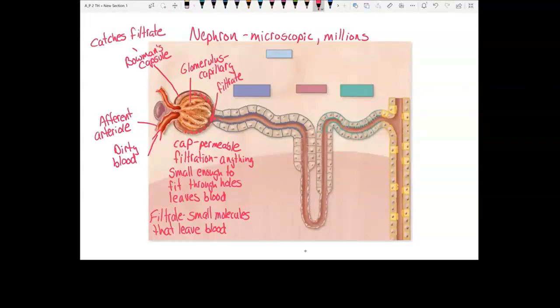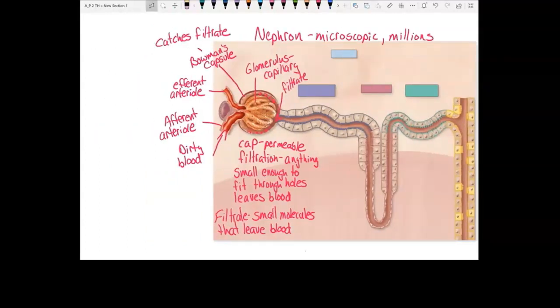Okay, then this is the efferent arteriole. This is the blood minus its small molecules. So this is what's left of the blood after you have removed the small molecules, and it flows out this way. So the efferent arteriole is the blood after it has gone through the glomerulus and you've taken the small molecules out.